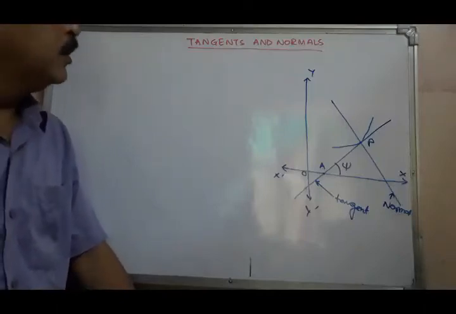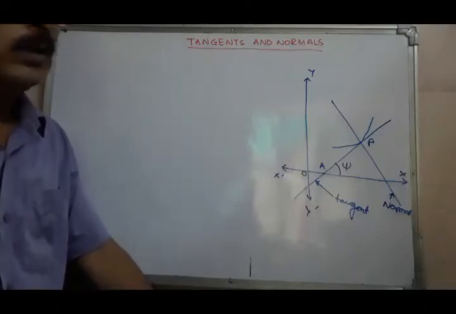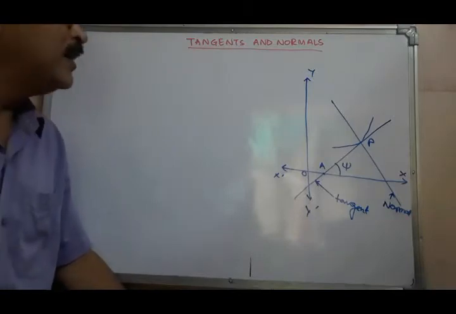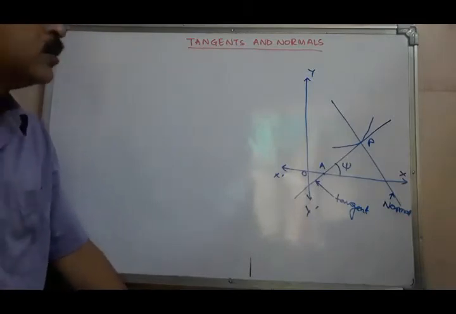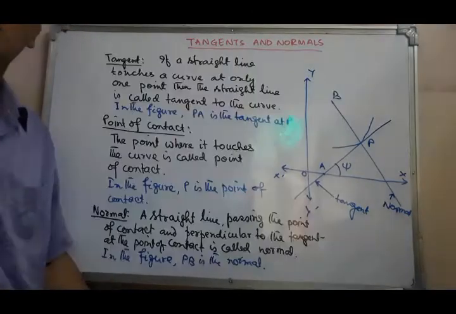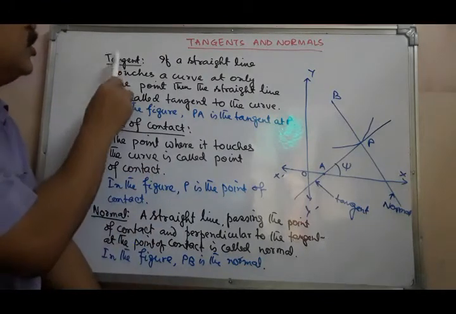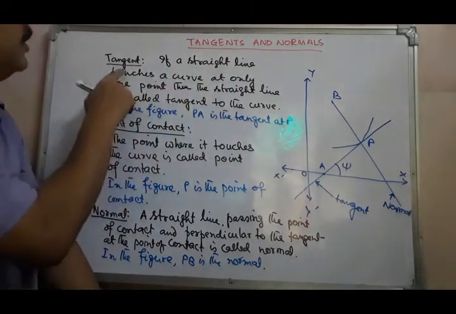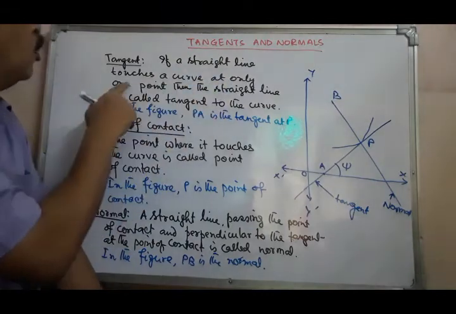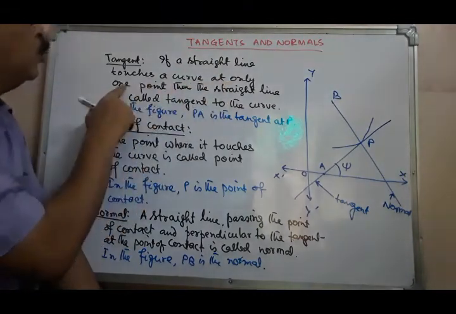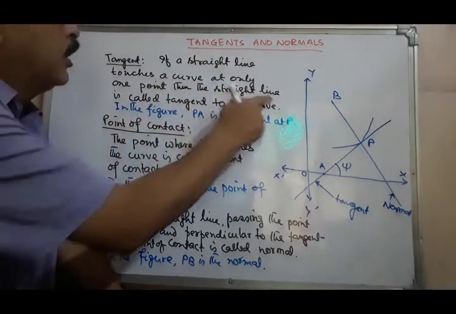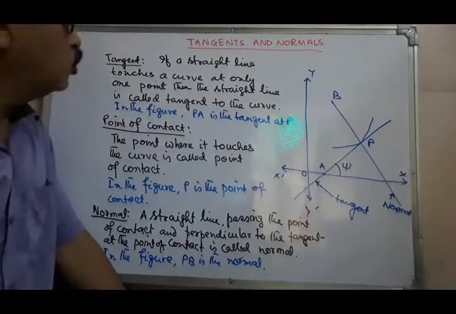Today I am starting tangents and normals. What is tangent and what is normals? I am giving the definition. What is tangent? If a straight line touches a curve at only one point, then the straight line is called tangent to the curve.